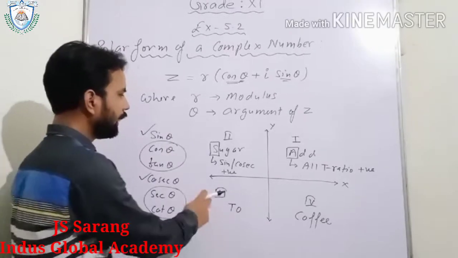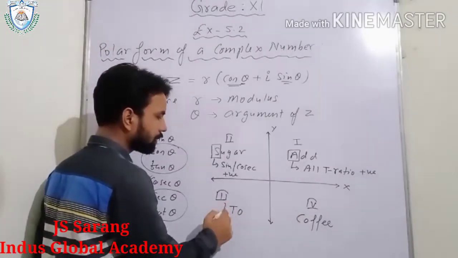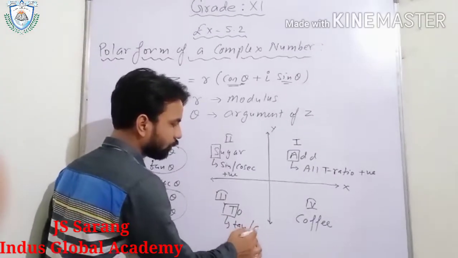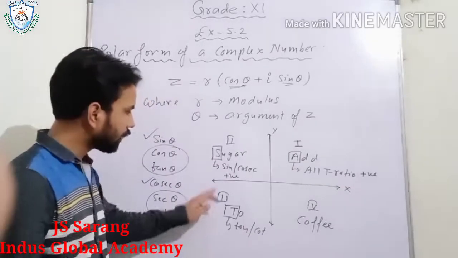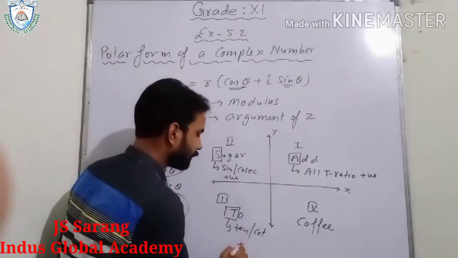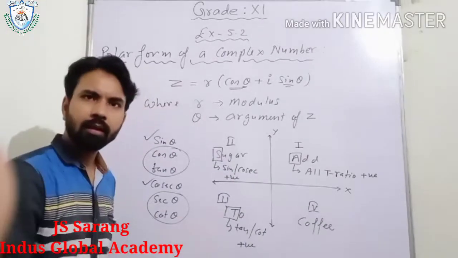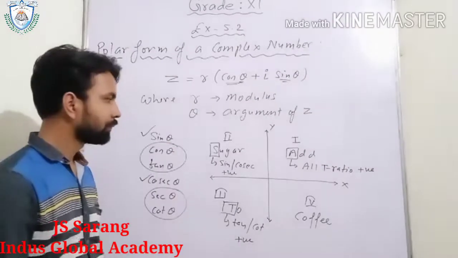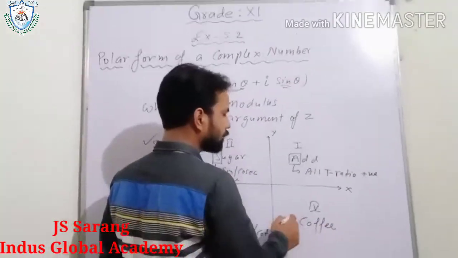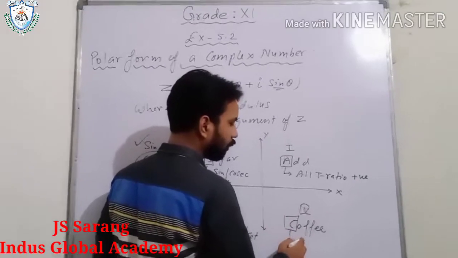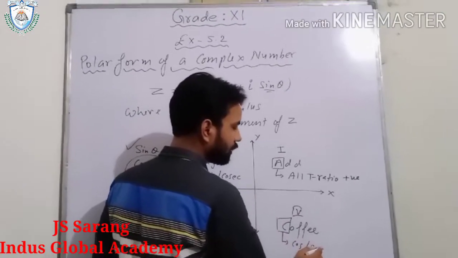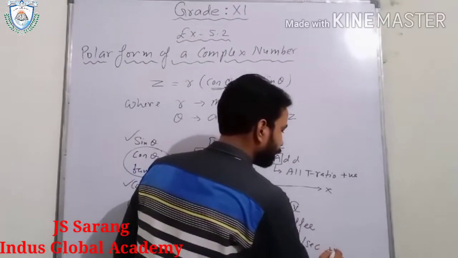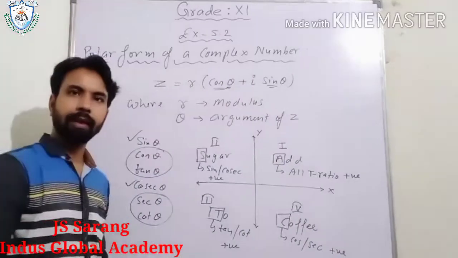Clear? In the third quadrant, to. The first letter of to is T. T is for tan, and its reciprocal, you know, is cot. So in the third quadrant tan and cot are positive and the remaining are negative. In the fourth quadrant this is coffee, so its first letter is C. C stands for cos and its reciprocal is sec. So in the fourth quadrant cos and sec are positive and the remaining are negative.